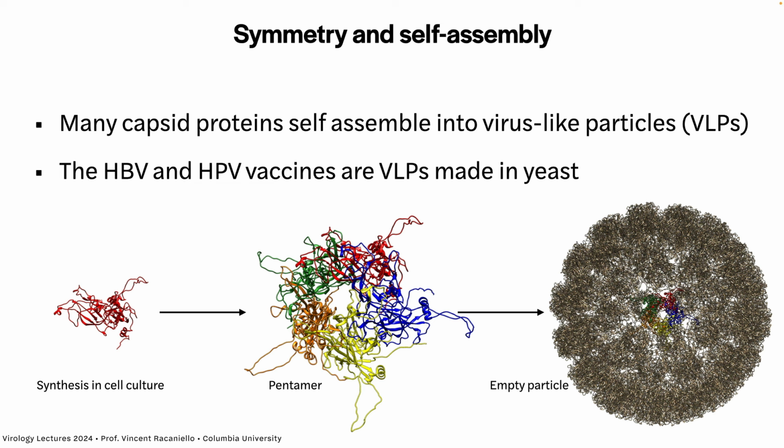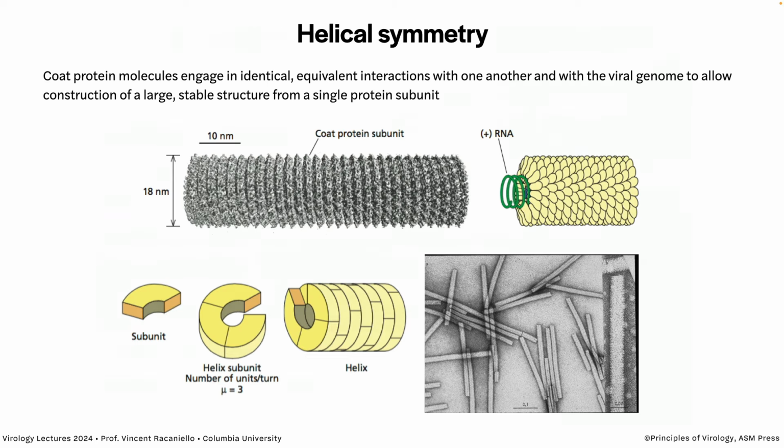You put the gene for the capsid protein in yeast. The capsid proteins are made. Here's the individual capsid protein here on the left. They assemble into a pentamer, 5 copies of the capsid protein, and then the pentamer assembles into an empty particle. All the information for making the particle is built into that protein. So we can make vaccines of various sorts, and when we talk about them, we'll discuss how really good these vaccines are. All right, now back to the symmetry.